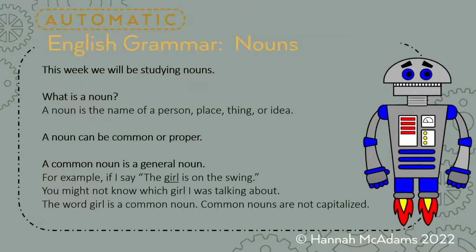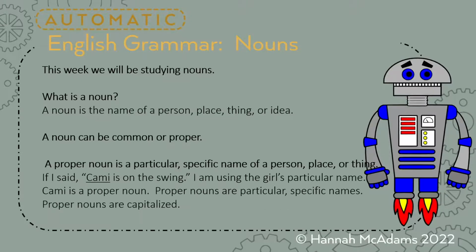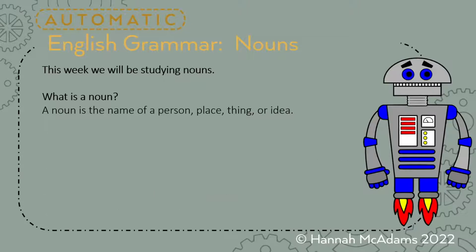We don't usually capitalize common nouns unless they are at the beginning of a sentence, okay? Now, if I said Cammie is on the swing, then I'm using that girl's particular name. Cammie is a proper noun, and proper nouns are particular specific names, and they are always capitalized.